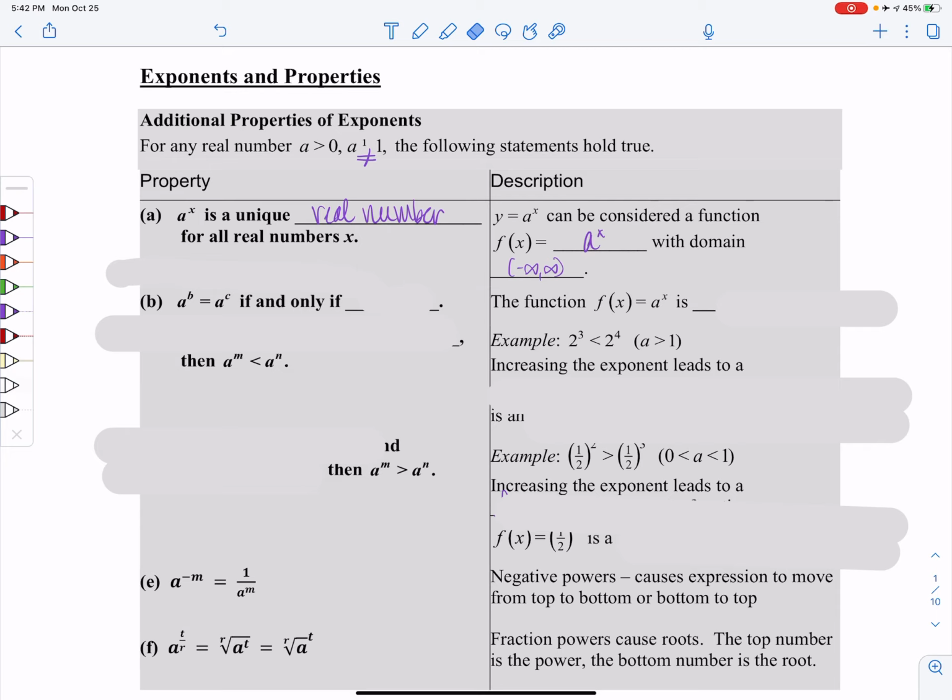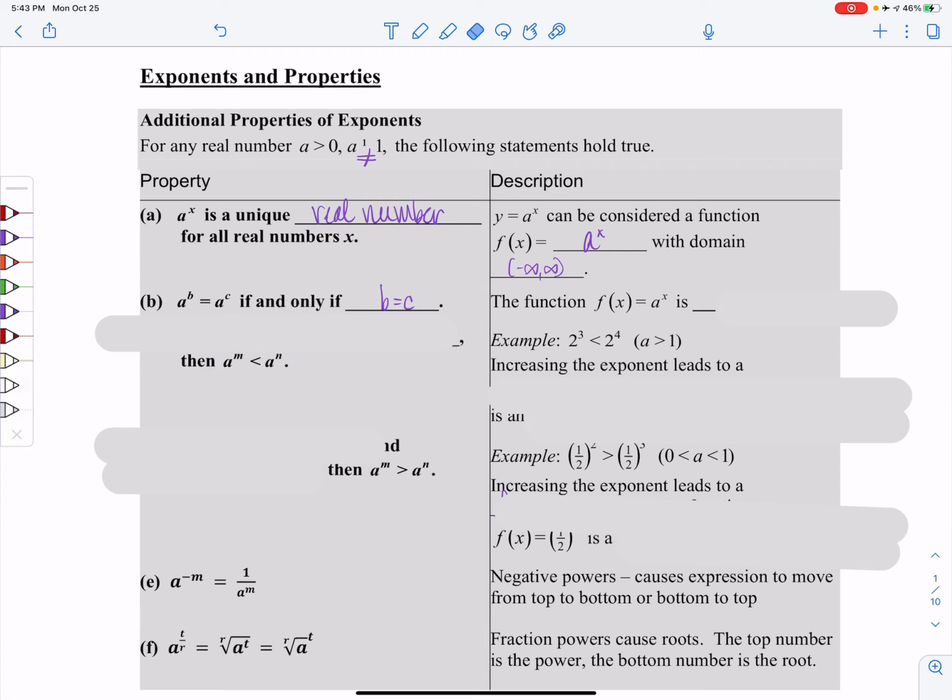This next rule, property B, is one of the most important properties you're going to see in this section, and we're not only going to use it several times in this section, we'll use it later on in chapter 4 as well. So make sure that you take some effort to understand property B. Property B says that if A raised to some B power is equal to the same base A raised to C power, then we know that power B is equal to power C. The way I like to word this usually is if my bases are equal, then my powers must be equal.